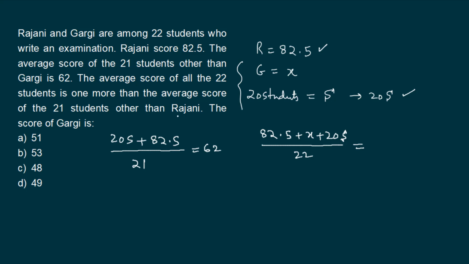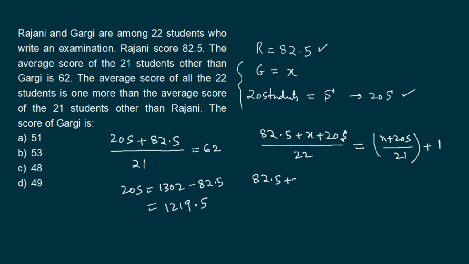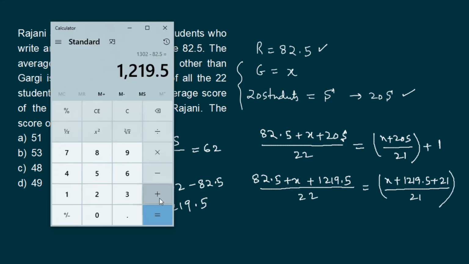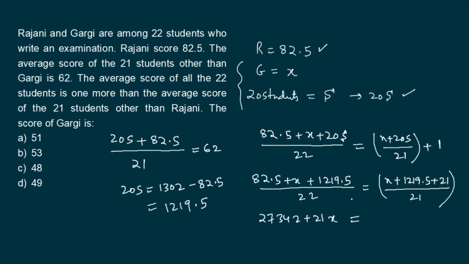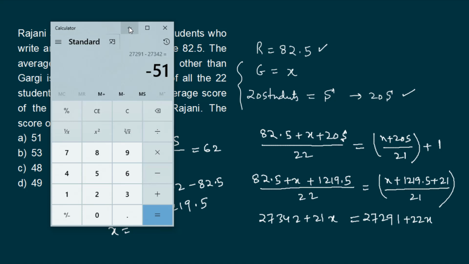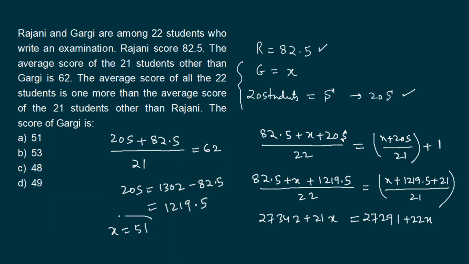This is the average score of all 22. This is one more than the average score of 21 students other than Rajni. So this is X plus 20S by 21, plus 1. Now, shall we solve this now? The score of Gargi is 51, option A.